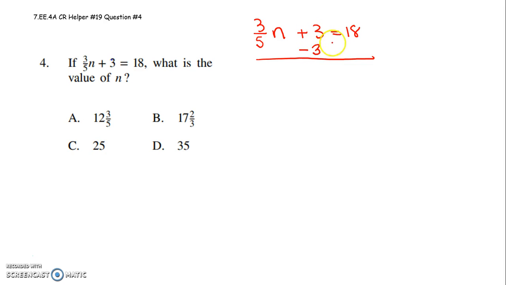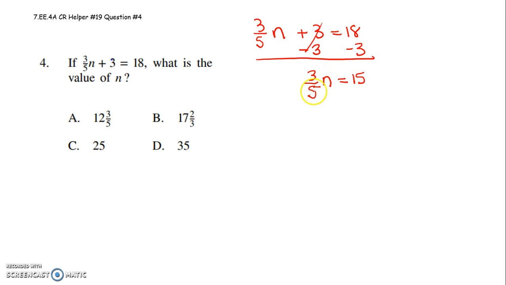But if I'm subtracting 3 on the left-hand side of the equal sign, I have to go to the right-hand side of the equal sign and also subtract 3. So on the left-hand side, 3 minus 3 zeroes out. We don't even have to write that. We just have 3/5 n equals, what's 18 minus 3? 18 minus 3 is 15.